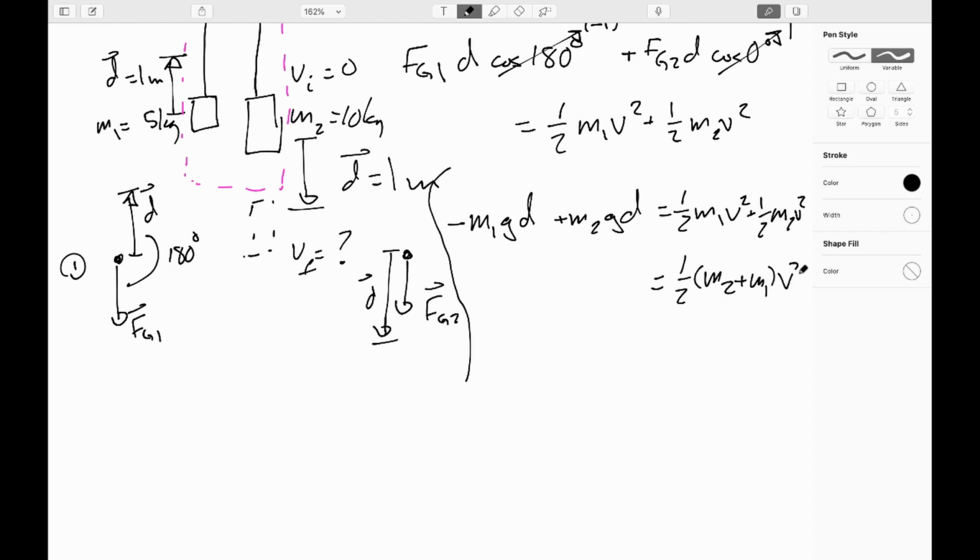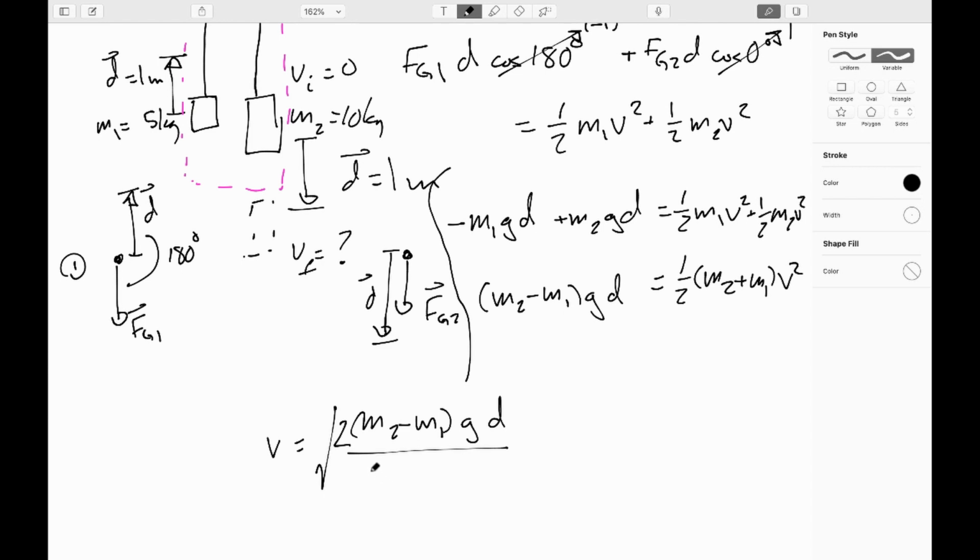And then I can pull out a v squared here. And then here, there's a g and a d I can pull out. I can write this as m2 minus m1 times g d. All right, now if we multiply through by 2 and divide by what's in the parentheses here and take the square root, we get that v is equal to the square root of (m2 minus m1) g d, with a 2 in front, over (m2 plus m1).